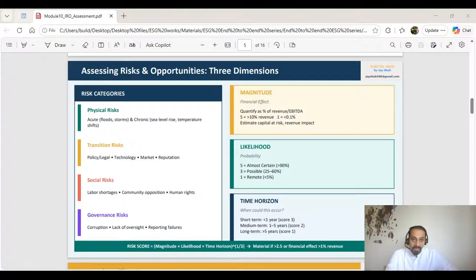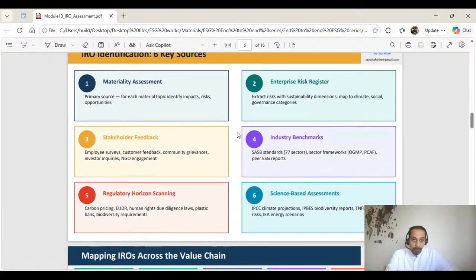Now we will see how the IRO definitions can be done through various key sources. The first one is a materiality assessment, which is very evident in module 9. We already saw those requirements. Second is the enterprise risk register. Your existing enterprise risk register almost certainly contains risks with sustainability dimensions, even if they are not labeled as such. So you have to check and go through those dimensions.